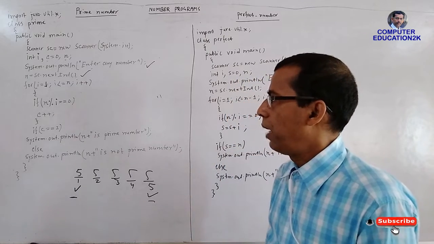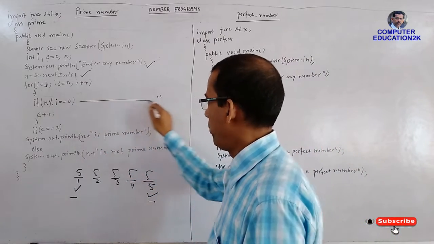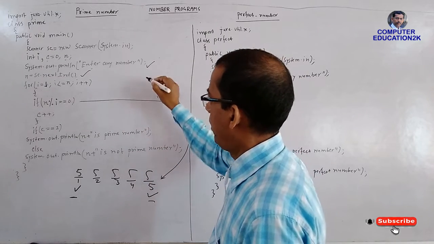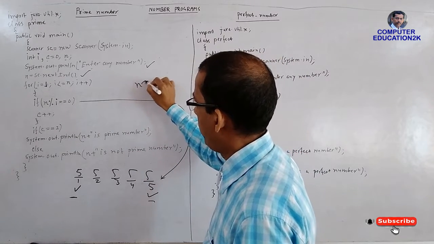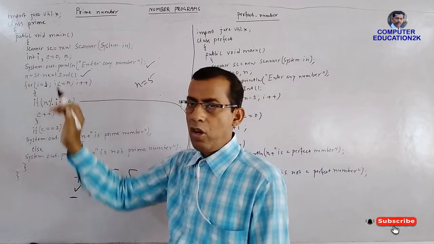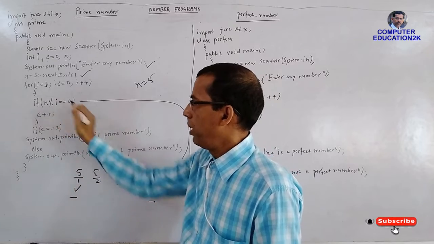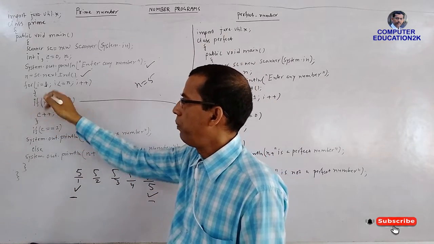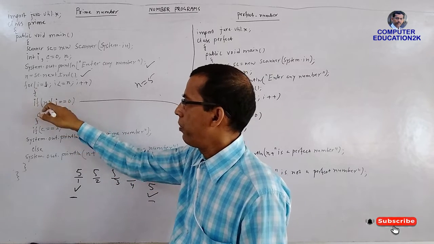So that thing I am doing here. Suppose the computer asks you to enter a number and you have entered 5. That means N is becoming 5. N is 5. So what is the value of I first? I is 1, so 5 by 1. Then I will be 2, 5 by 2. Then I will be 3, 5 by 3. Then I will be 4, 5 by 4. Then I will be 5, 5 by 5.